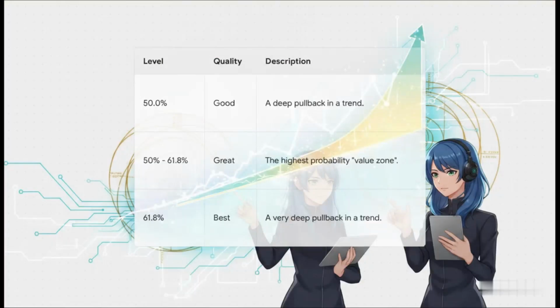Just think of it like this, okay? If the price pulls back to the 50% level, that's good. That's a nice deep pullback. If it goes all the way down to the 61.8, that's even better. That's a fantastic value opportunity. But the space between 50 and 61.8%, that's the golden zone. That whole area is the statistical sweet spot. It's the highest probability area for a trend to resume its direction.